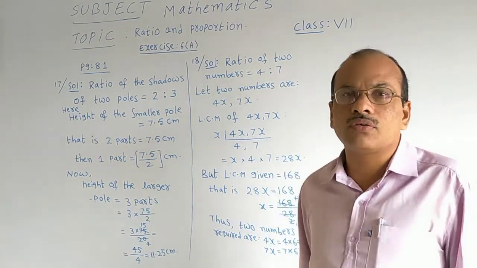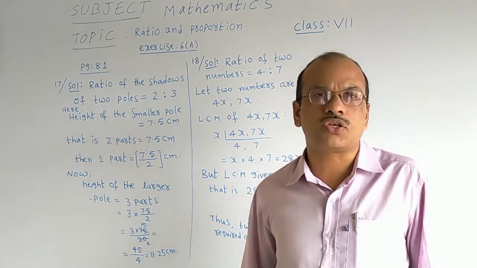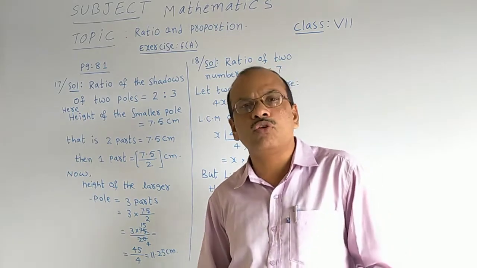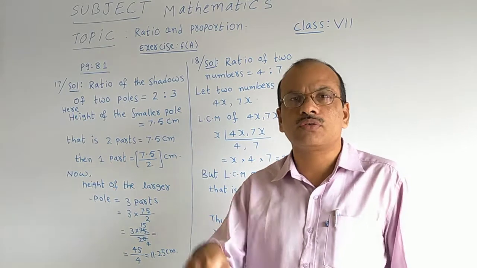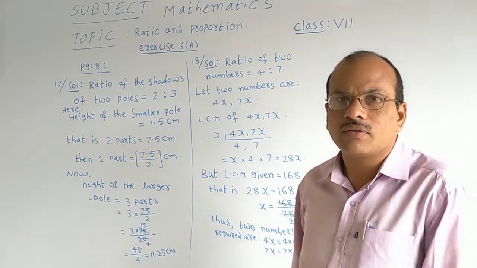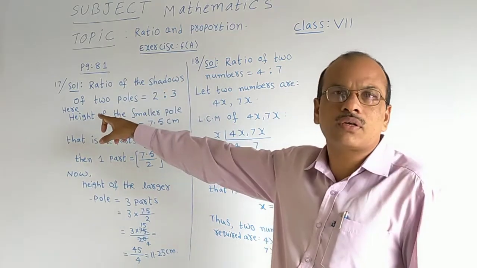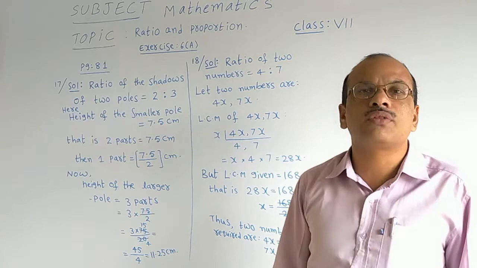There are shadows when we stand outside in the sun. Our body also has a shadow. In the same way, an electrical pole, a telephone pole or any other cable pole has its shadow because they are outside for us. Okay, now, the ratio of the shadows of two poles is equal to 2:3.